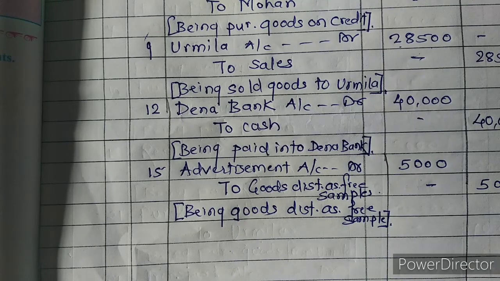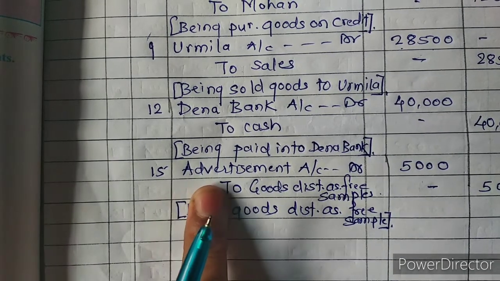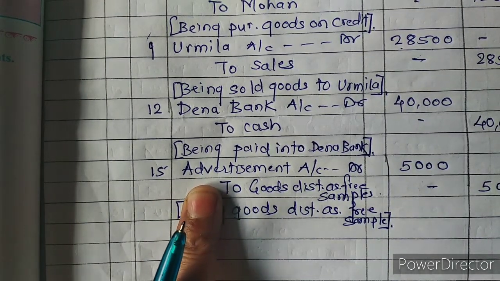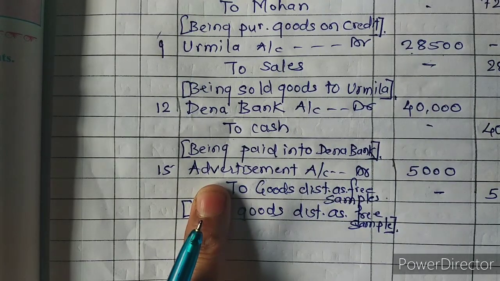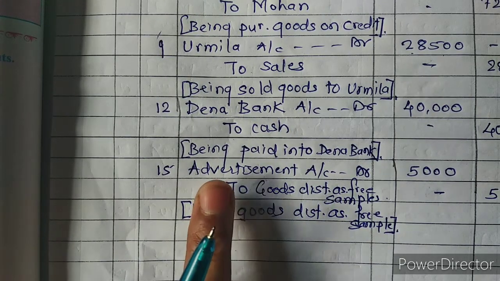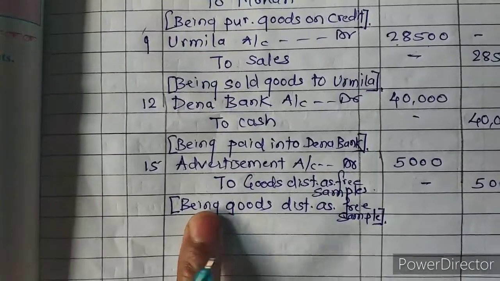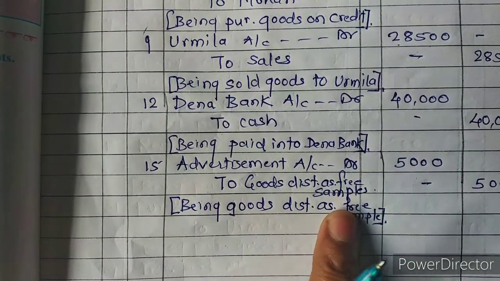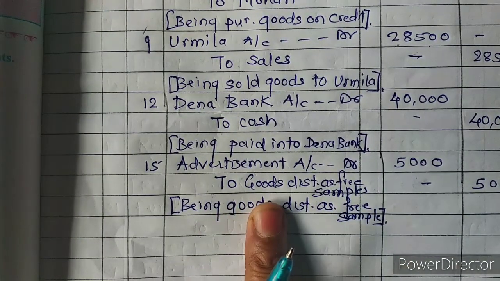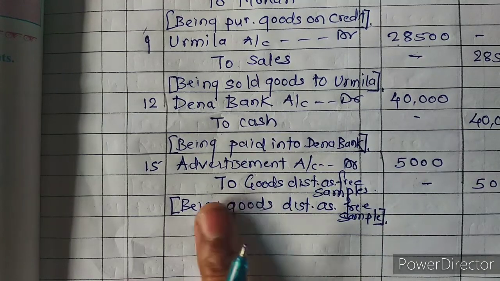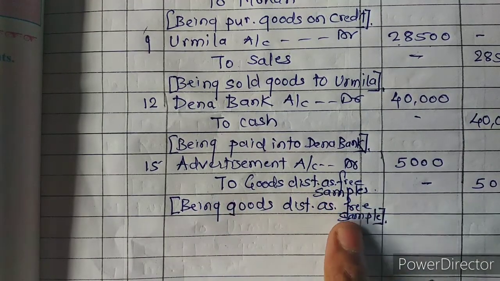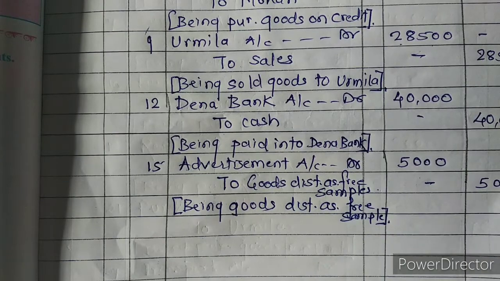On 15th June, advertisement is an expense. So we have given debit to advertisement account. Advertisement account debit to goods distributed as free sample. Goods goes out, and so credit is given to goods distributed as free samples account.